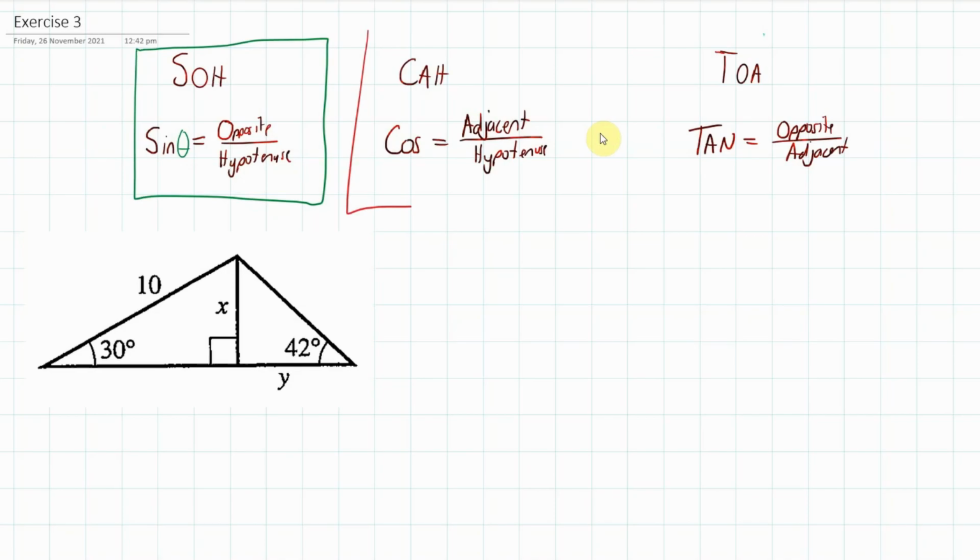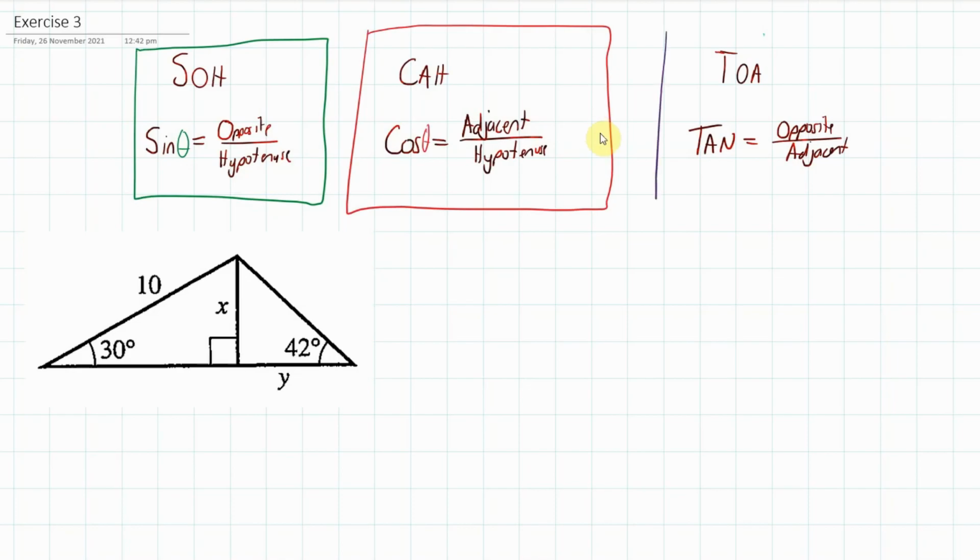Then we have CAH. C stands for cosine of the angle, equals the adjacent over the hypotenuse.